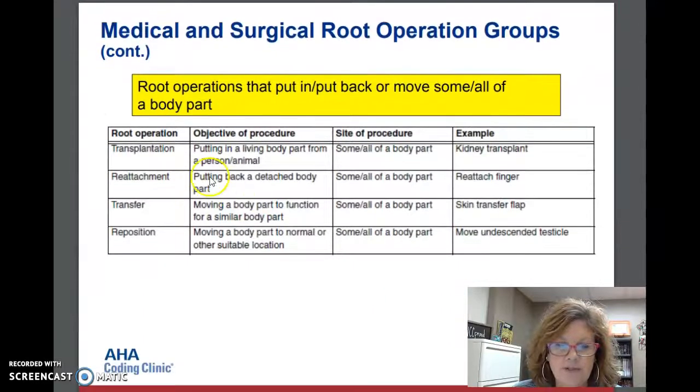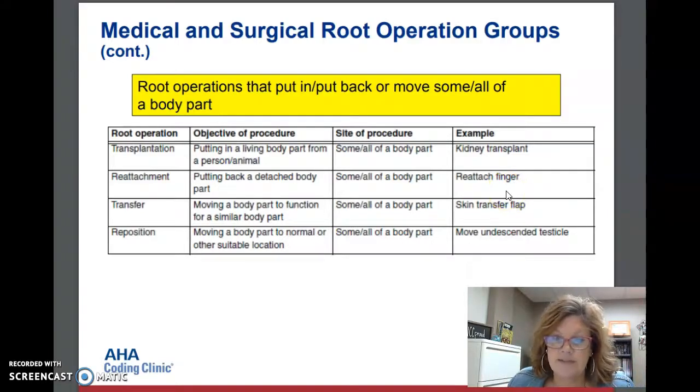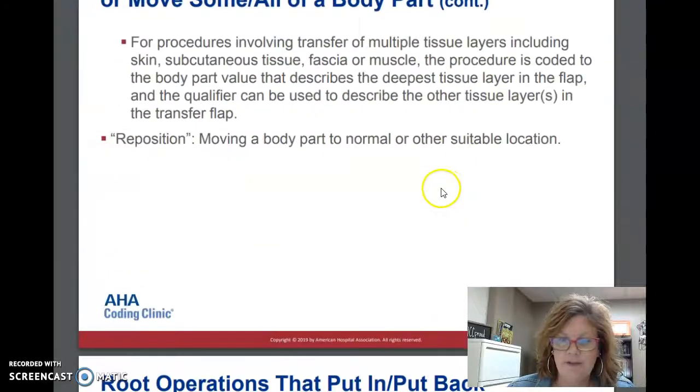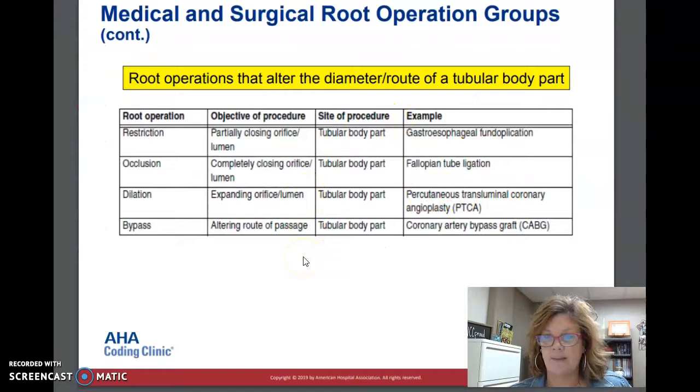Guidelines. We're going to go to the next one, transplantation: putting in a living body part from a person or an animal. Kidney transplant, usually that's going to be a human. Reattachment: the example they give is reattaching a finger. Transfer: moving a body part to function for a similar part, like a skin transfer flap. Reposition: undescended testicle. The biggest thing is, to me, roots are not that bad. If you study your flashcards and look at what each thing is doing, you will be fine.